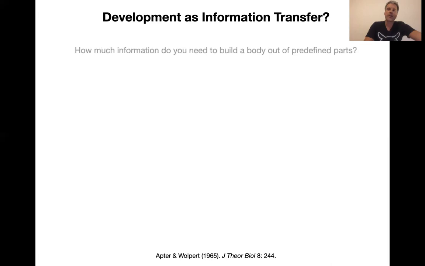But if you do that, and here's an early criticism of this view by Michael Apter and Lewis Wolpert in 1965, they set out to do something really crazy. They said, look, there's a very simple condition in information theory. Information can never increase. So let's look at how much information you need to build a body out of predefined parts. And what they do is crazy, because they go and estimate that it will take about 10 to the 25th to 10 to the 28th bits. I'm not going to go into the details. They admit themselves that it's a large range, but it's a large number. Okay, that's the main point.